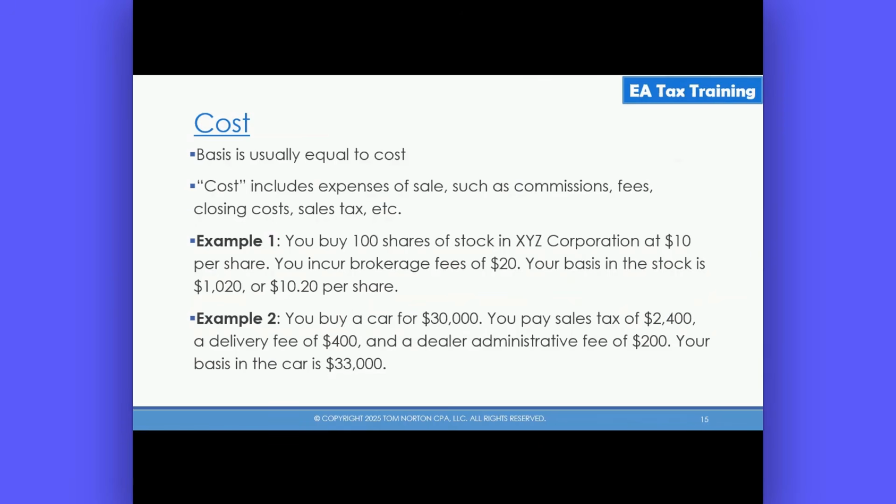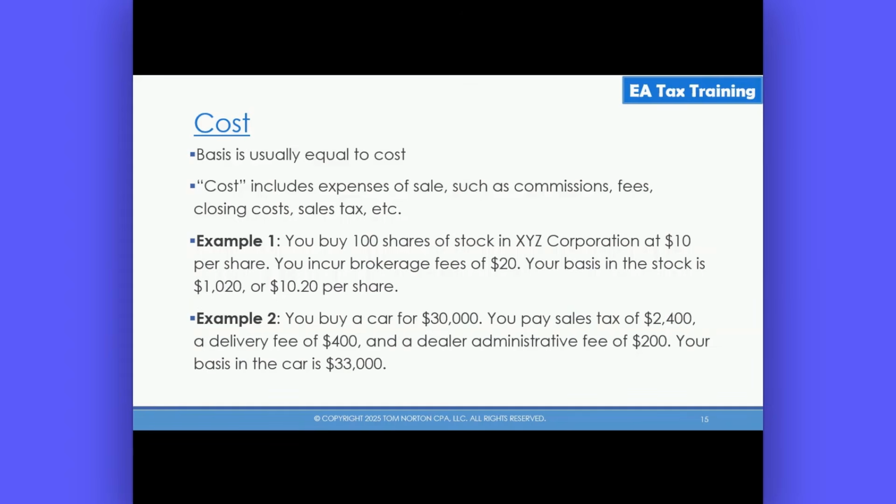So, for example, you buy 100 shares of stock in XYZ Corporation at $10 per share. You incur brokerage fees of $20. Your basis in that stock is $1,020 or $10.20 per share. So when we used the example on the previous slide, we just kind of pretended that you paid $10 for the stock and that was the end of it.